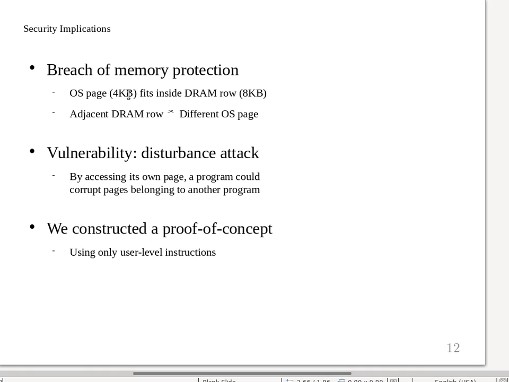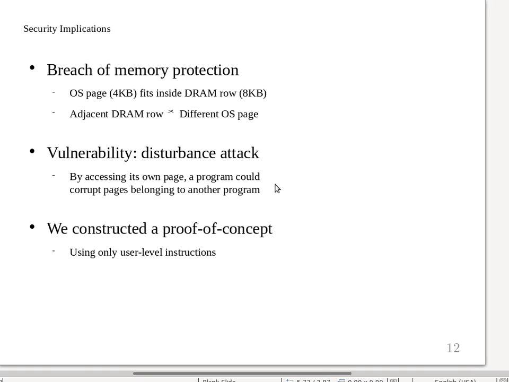So the OS page is 4 kilobytes. You'll talk about that in the operating systems course. It fits inside a common DRAM row, which is 8 kilobytes. And this size of a DRAM row is actually specified inside of the JEDEC specification.